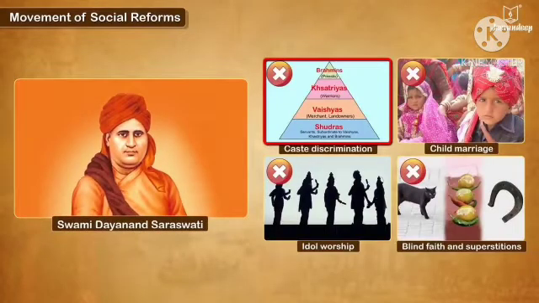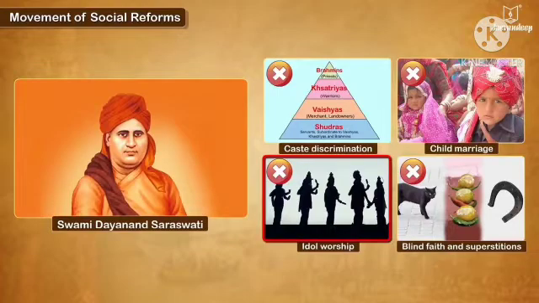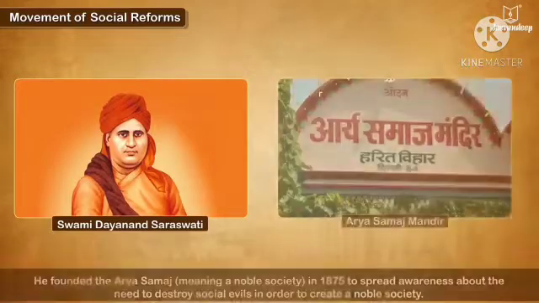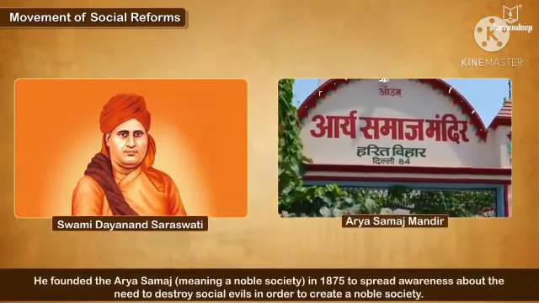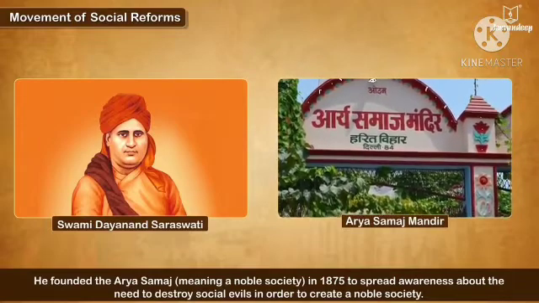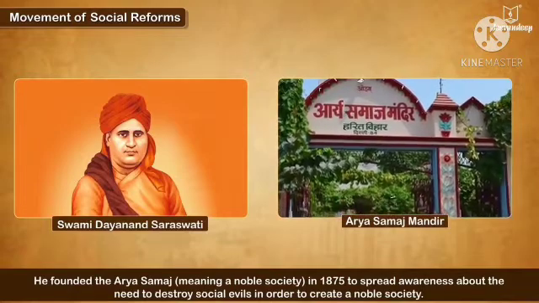He founded the famous Brahmo Samaj. The next prominent reformer was Swami Dayanand Saraswati. He was a social thinker. He fought against caste discrimination, child marriage, idol worship, blind faith, and superstitions. He founded Arya Samaj, meaning noble society. It was founded in 1875.